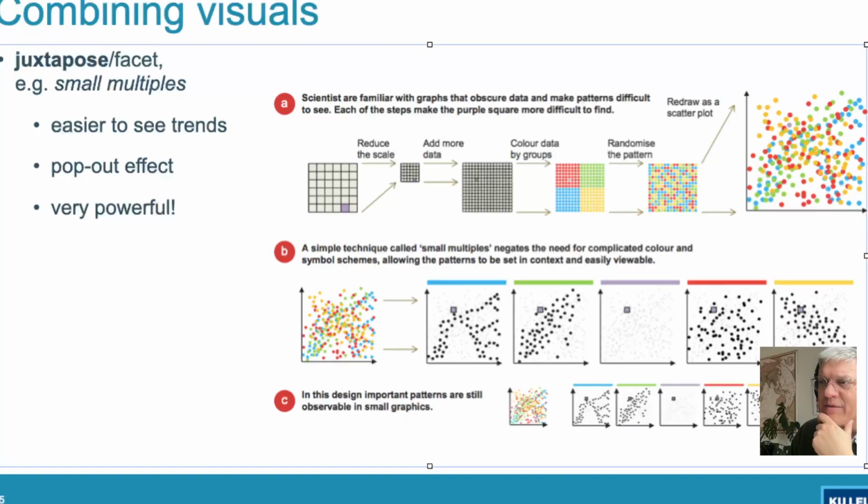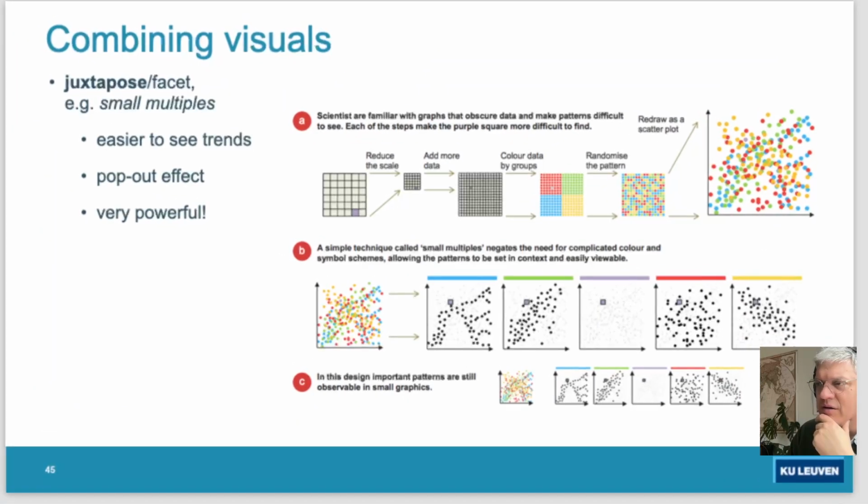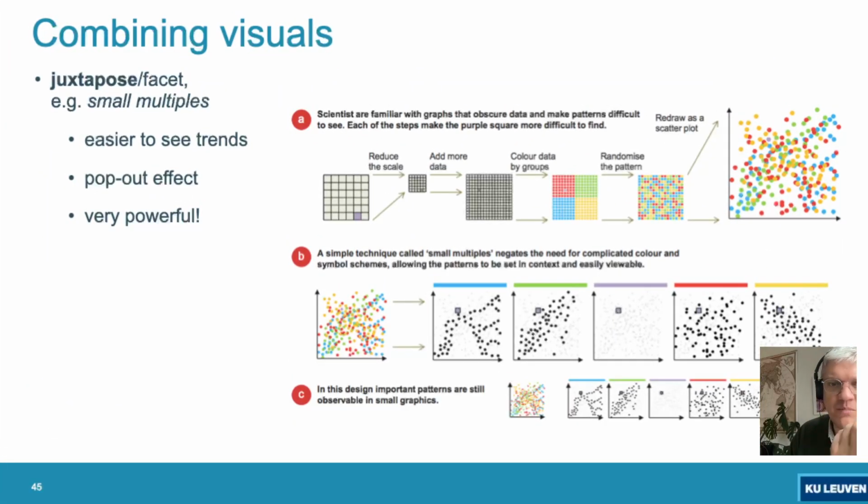To combine visuals, there are many different things, but a very strong one is what we call small multiples. What is a small multiple? It's basically taking your visual and making different versions of it next to each other, right?